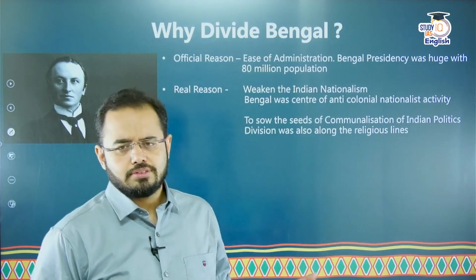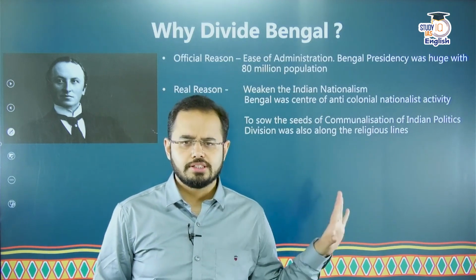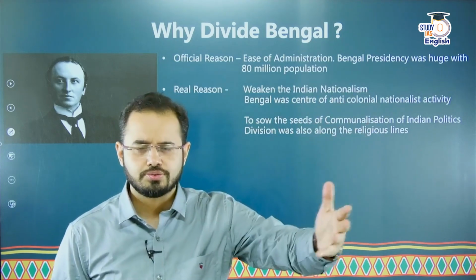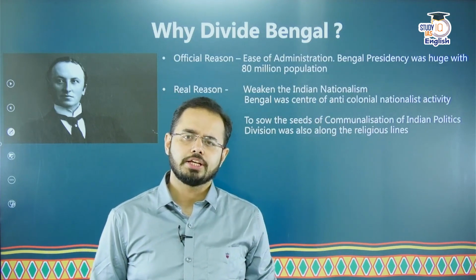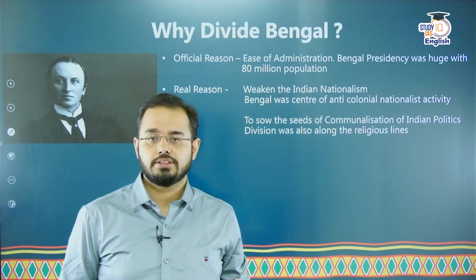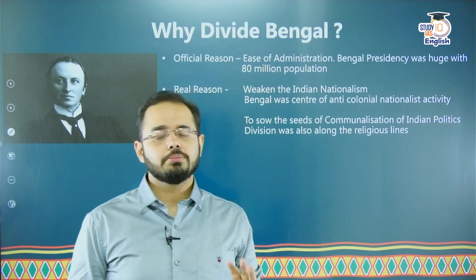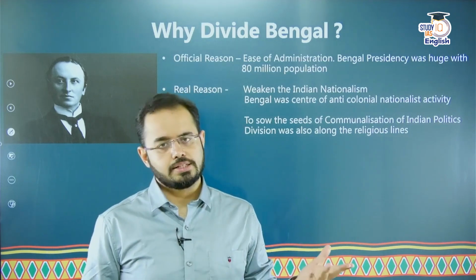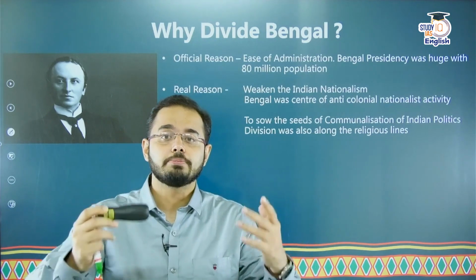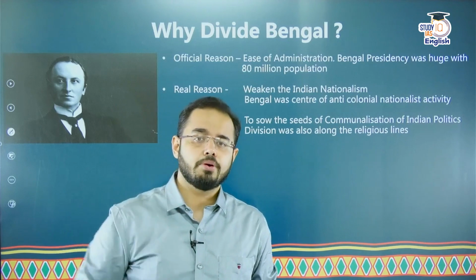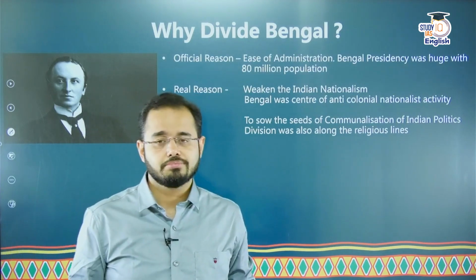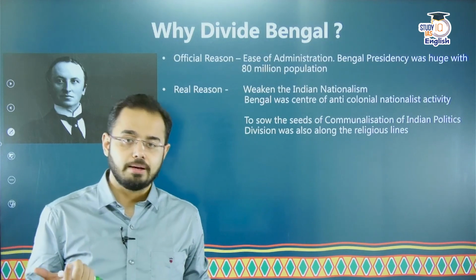Now, Lord Curzon gave many official reasons. He wrote and he spoke a lot. He gave a lot of speeches while partitioning Bengal. And he told that the ease of administration is reason number one, that we want Bengal to be administered with a lot of ease. As simple as that. Because it is a very big province. We are administering more than 80 million people there. And you know, at that point of time, it was a big population. We are talking about 1905. Today also, 80 million population is a very big number.